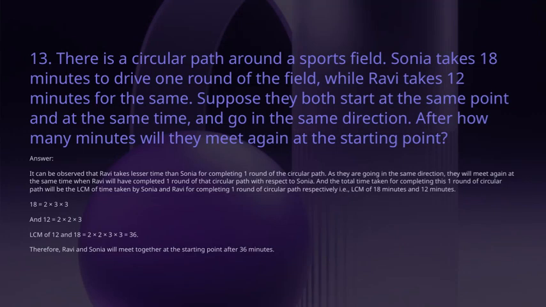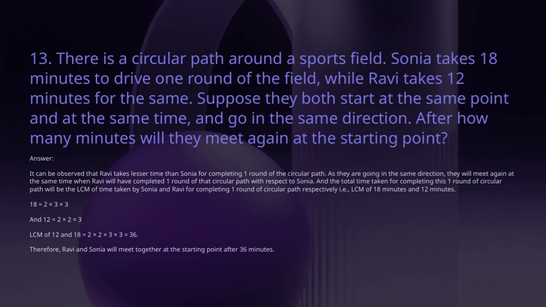So let's look at the key points here. Ravi and Sonia start together at the same point on a circular track. Sonia takes 18 minutes to complete one round, while Ravi takes only 12 minutes for the same. Since they start at the same time and go in the same direction, the question is, when will they meet again at the starting point?